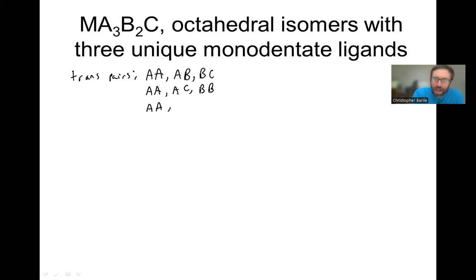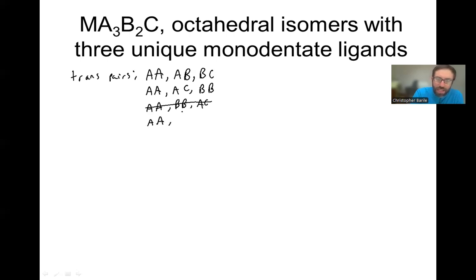AA, I've already done AC. I can't do AD, there's no D here. So that forces me to go into Bs. I can't write BA because that's the same as AB. I can write BB though, right? That would be the next. But when I write BB, that forces my last one to be AC, and that is just what I wrote above, so that's not unique.